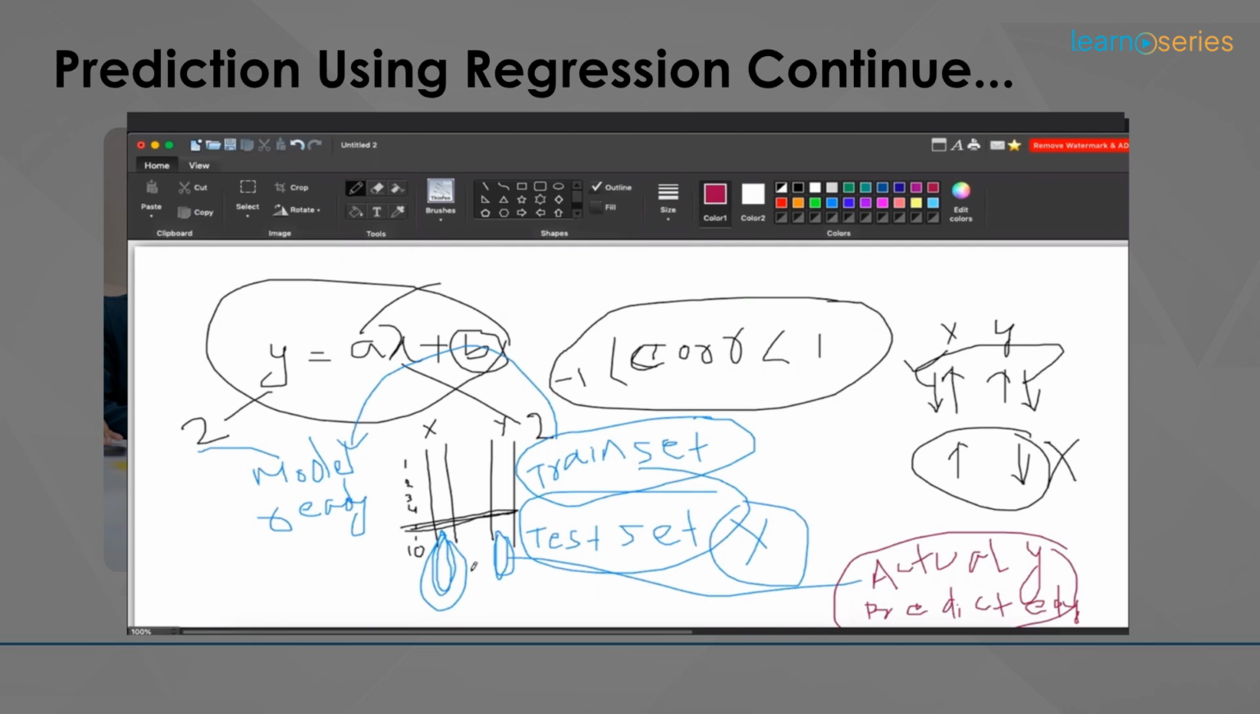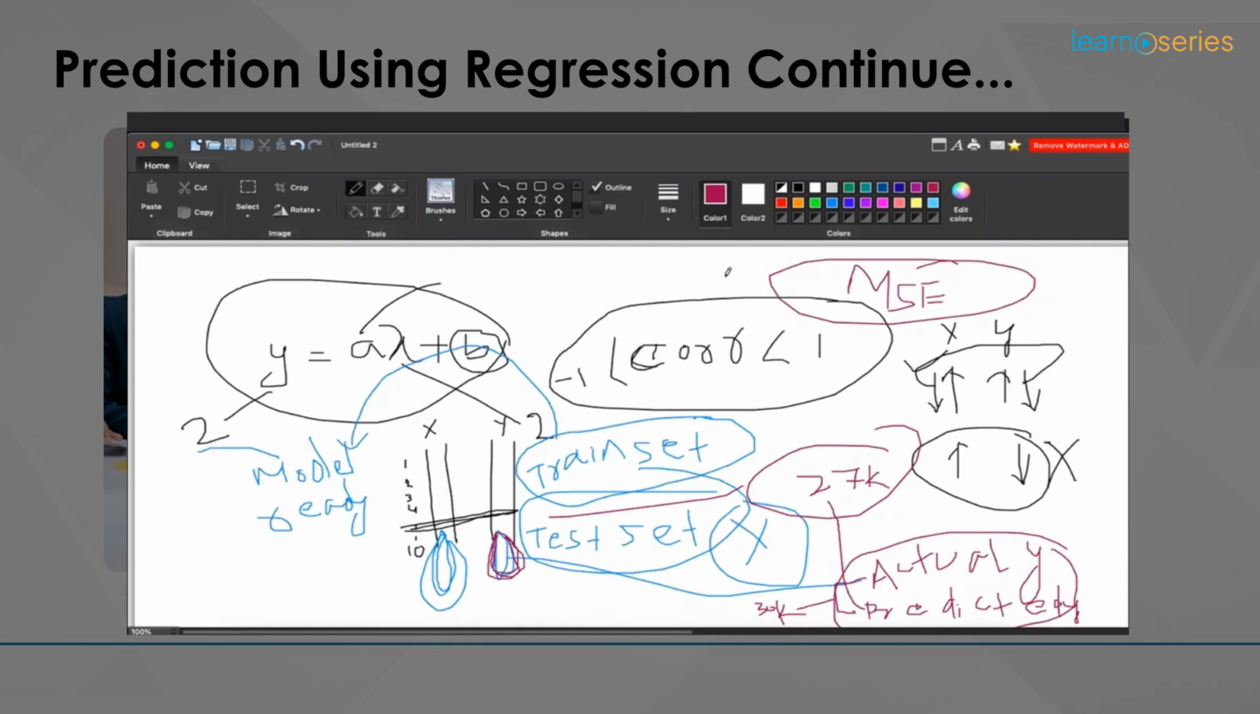Testing set will give x and find the predicted y, and we already have the existing y, right? Because we have divided our model into testing set and training set, we also have the actual y. Then between the two y's we can see, suppose the actual value is 30k and my model has predicted 27k. Then I can calculate what would be my accuracy or my mean squared error. We'll see what all those matrices are used for regression.